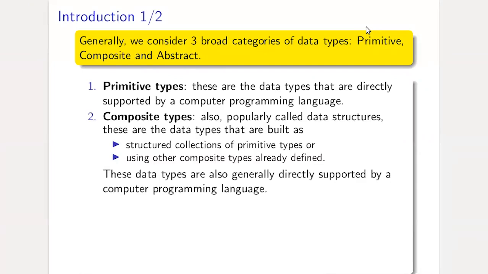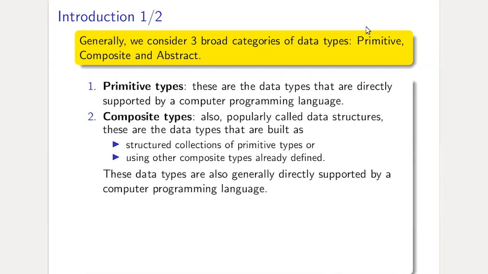And then we have the composite type. This is what we normally call a structure. And there are two types. One is the built-in structured collections of primitive types. If you take, for example, the array is a good example of this. And other composite types that the programming language already provides for us, so that we don't have to create them by ourselves.